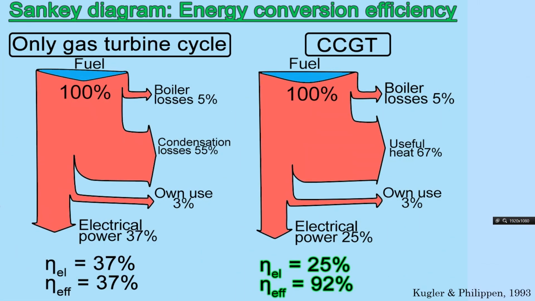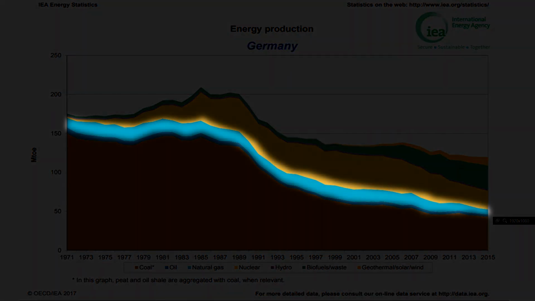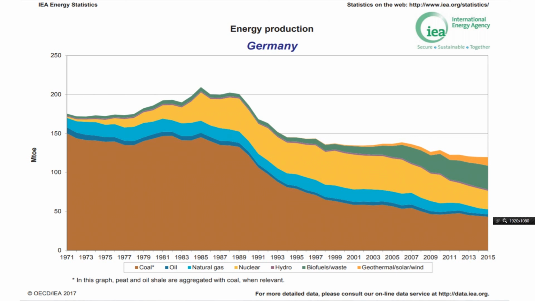We can see on this diagram the energy efficiency of the cogeneration and combined cycle gas turbine. Efficiency is up to 92%. Energy production in Germany. We see here that gas doesn't predominate as a source of energy.